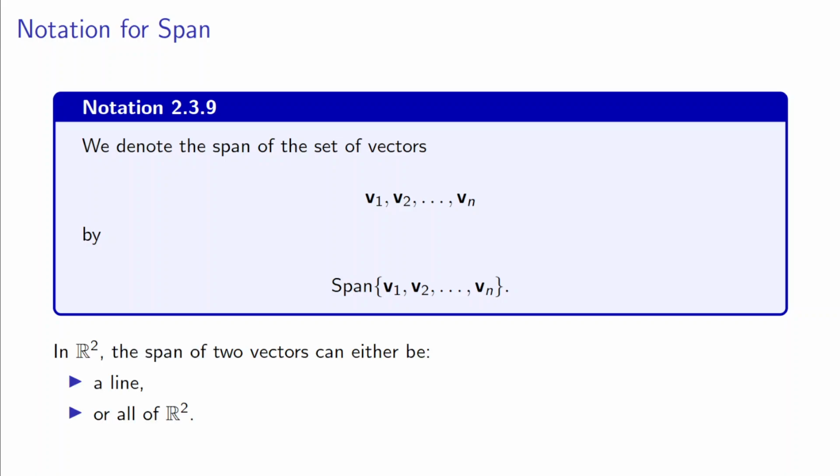And one thing we maybe started to get some intuition for, in that activity in your book, is that in R2, the span of two vectors can either be a line or all of R2. Those were the two examples we saw previously, and it turns out those are really the only two options. Hopefully with enough examples, we can convince you that that is in fact true.